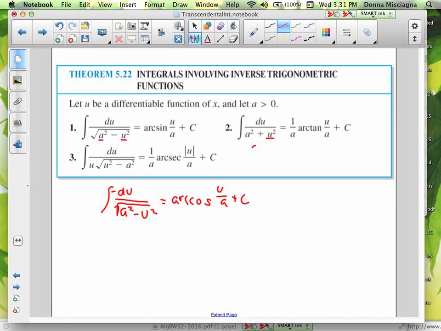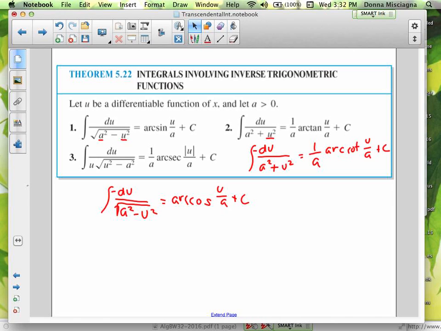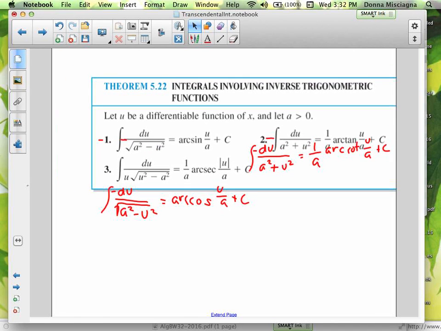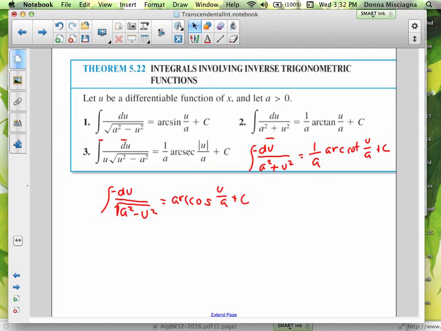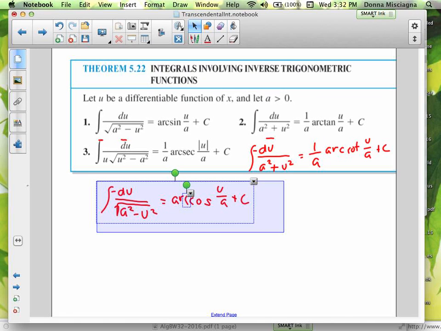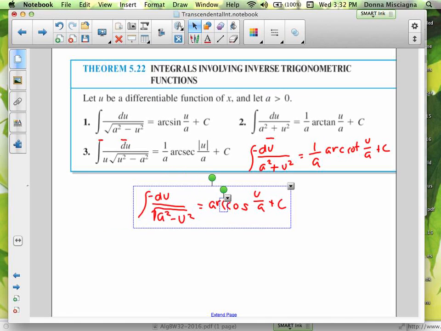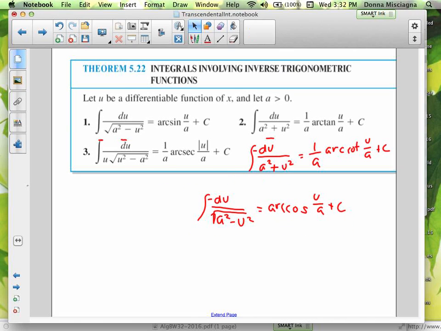cotangent would be the same thing, except we would see a negative. So it'd be 1 over a arc cotangent u over a plus c. So these are really formulaic. You just have to learn the formulas. And then, I just wanted to move this one. There we go. So I could squeeze the other one underneath there.